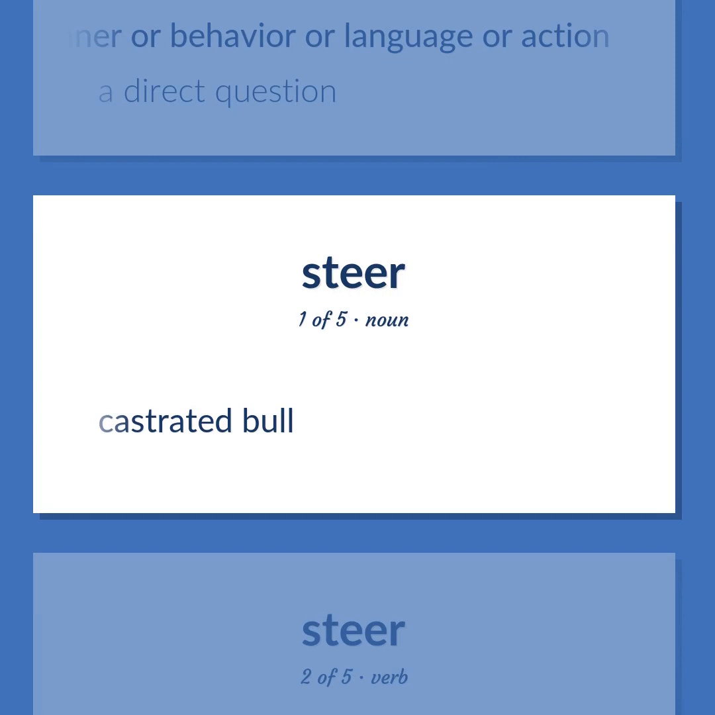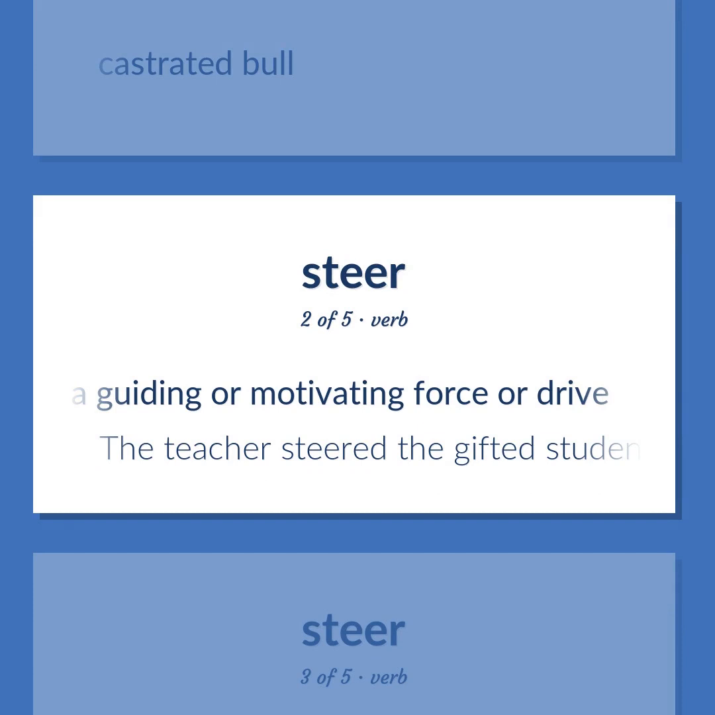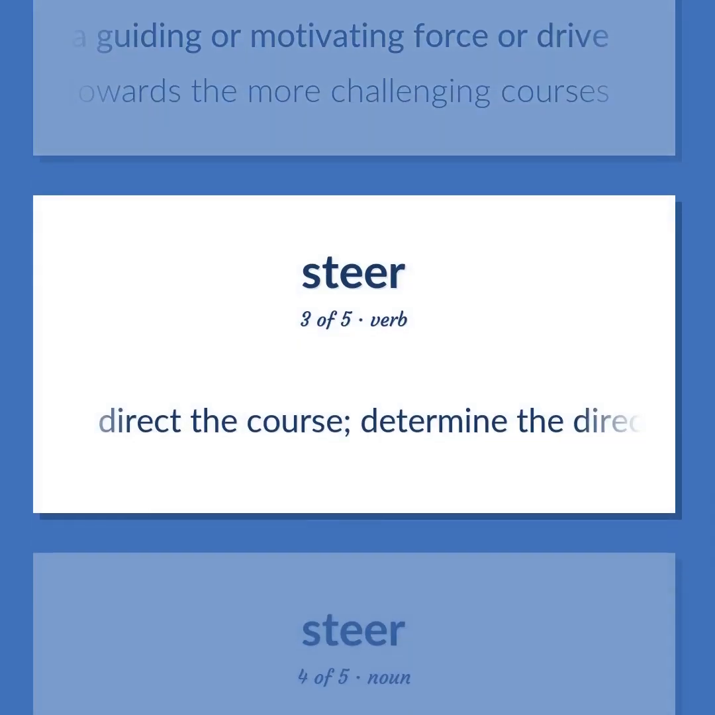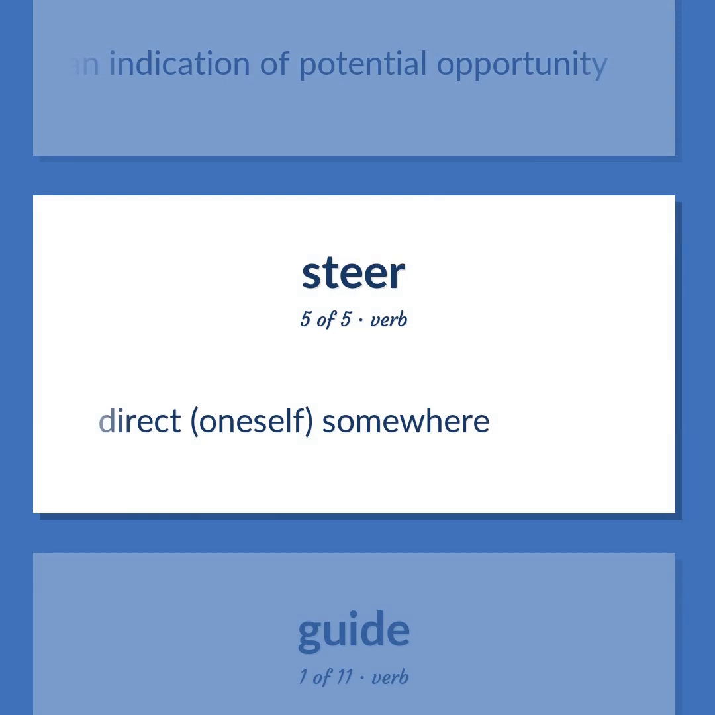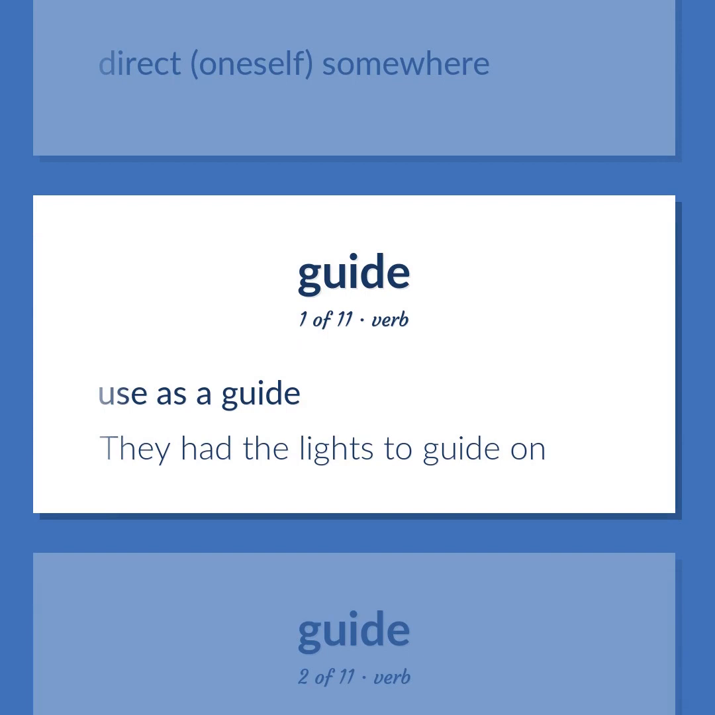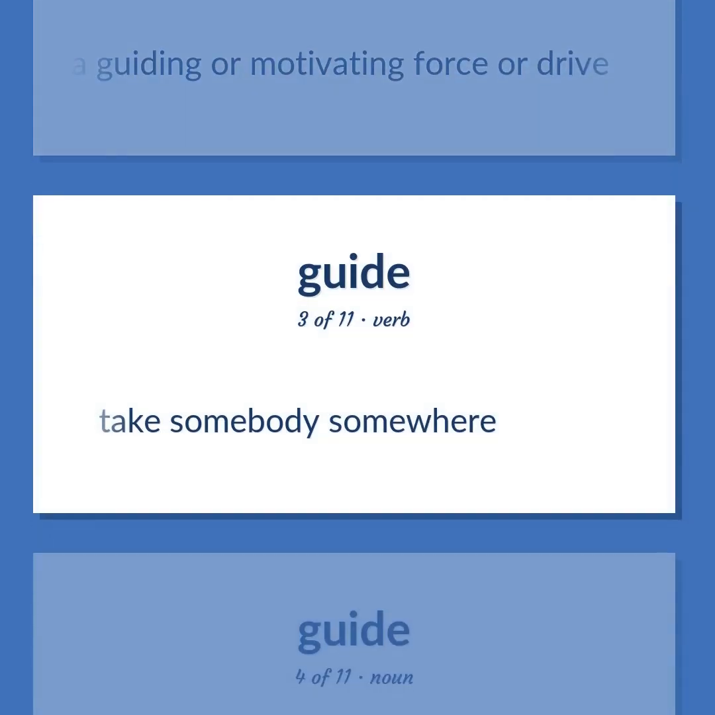Castrated bull. Be a guiding or motivating force or drive. The teacher steered the gifted students towards the more challenging courses. Direct the course. Determine the direction of traveling. An indication of potential opportunity. Direct oneself somewhere. Use as a guide. They had the lights to guide on. Be a guiding or motivating force or drive. Take somebody somewhere.